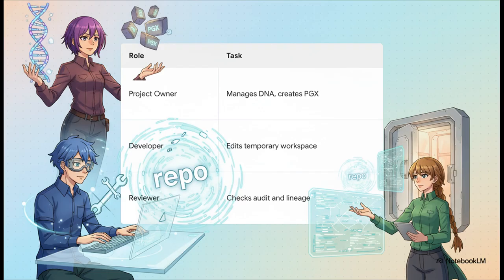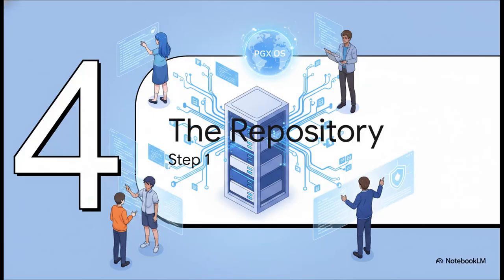Finally, there's the reviewer. The reviewer doesn't just look at text diffs. They're actually checking the secure audit logs and lineage to accept the newly sealed Pgx container into the main vault. It's a totally different ballgame. Let's move to Section 4 and see how this builds step by step, starting with Step 1, the repository.